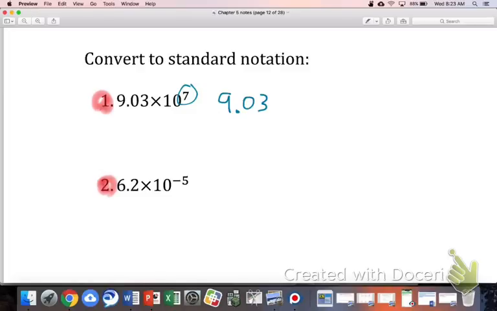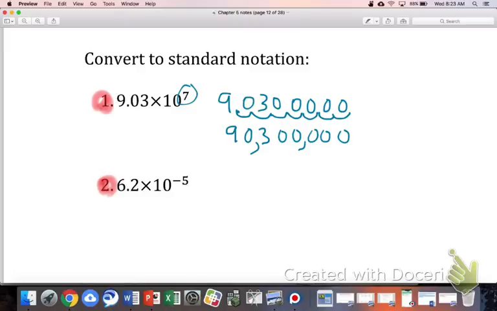If I was going to turn this 9.03 into a large number, which way would I have to move the decimal point? To the right. So I'm going to move it to the right 7 times: 1, 2, 3, 4, 5, 6, 7. You remember what goes in all those blank spots? Zeros, all placeholders. So fill those empty places with zeros. This ends up being 903, and then 1, 2, 3, 4, 5 zeros. This ends up being 90,300,000.